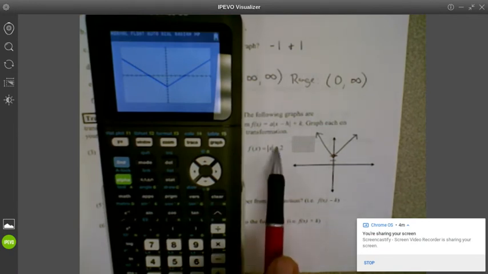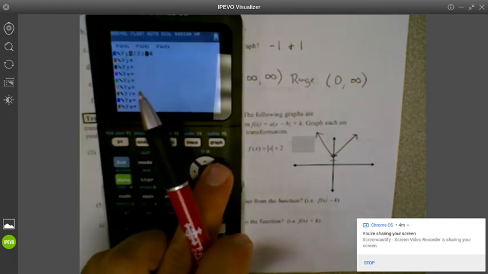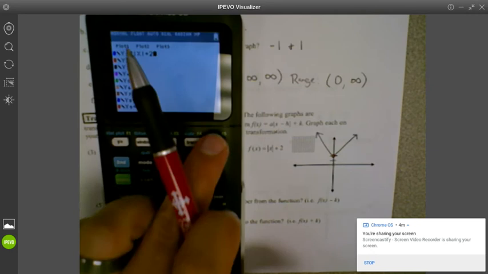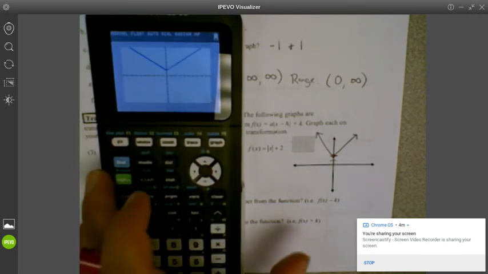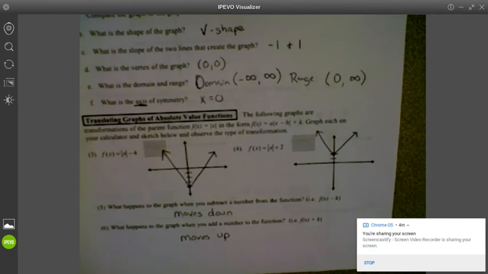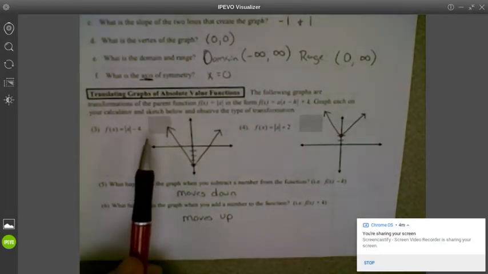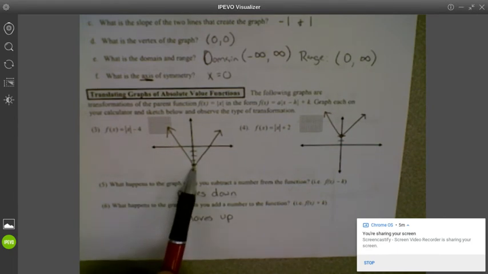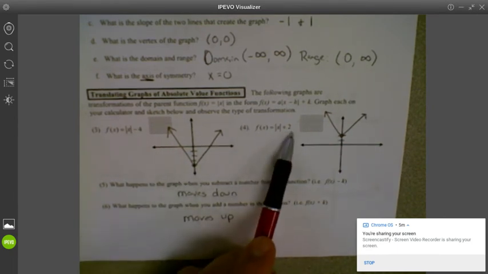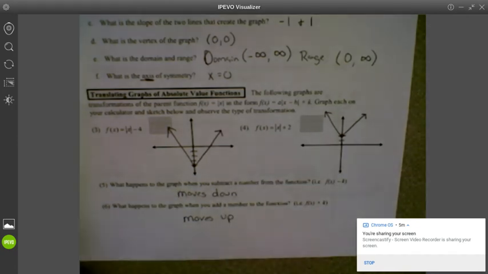If we look at this next equation, if we hit absolute value of x and then say plus 2, it's going to move that graph up 2. So we can see what happens when we add or subtract a number to the outside of the absolute value bars. If you subtract, it is going to move the graph down. And if you add, it's going to move the graph up. So that answers the questions down here.